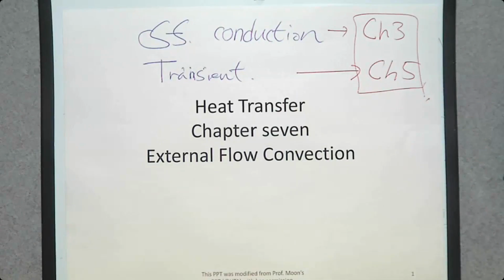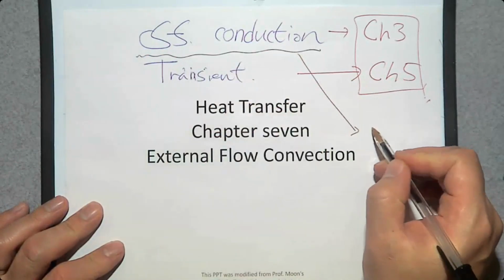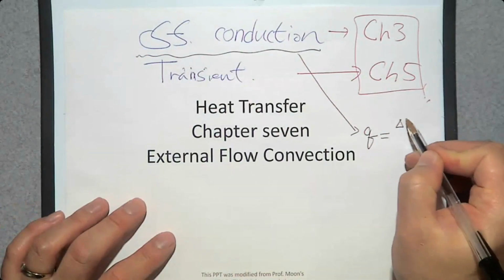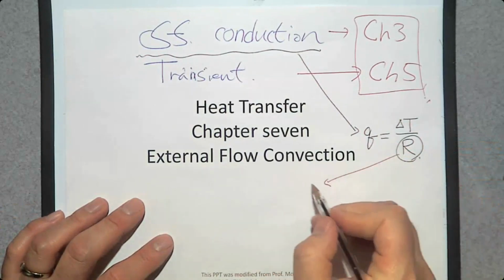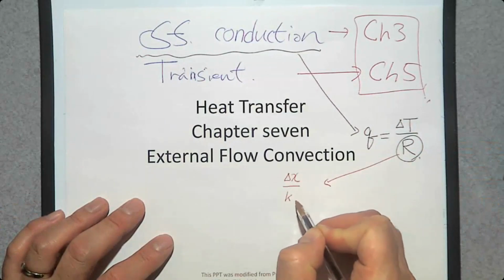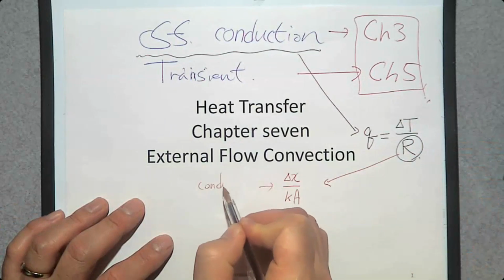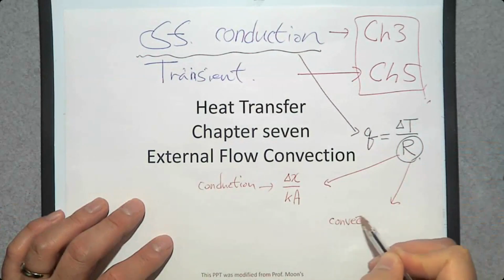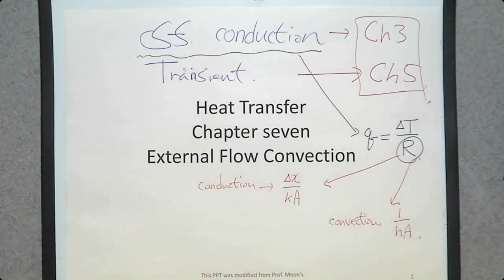But there's one problem. For example, if you want to use, let's say, a thermal resistance network, how do you determine thermal resistance? Q is delta T over R, and this R, in the XYZ coordinate system, is going to be the thickness divided by thermal conductivity k times area. That's for conduction. But for convection, it's going to be 1 over hA, right?